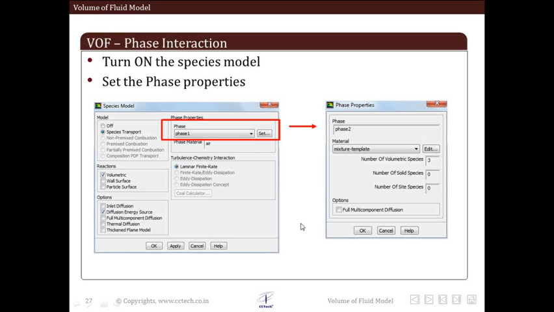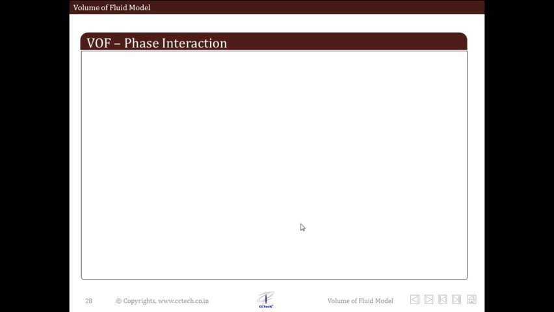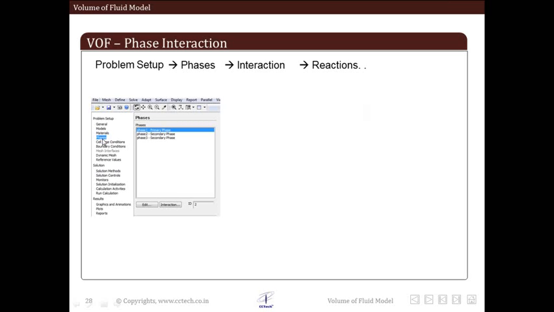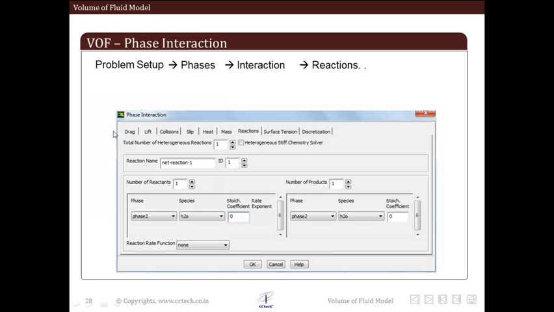So once this is done, our species transport and chemical properties of the phases and the composition of the phases are set. After this, we will see how to turn on the chemical reactions under the phase interaction panel. We go to problem setup, click on phases, then we click on interaction and then the reaction tab within the interaction panel. That is, here under the problem setup we click on phases, a list of phases appears, then we click on interaction. Then the interaction panel will appear and within the interaction panel we click on this reaction tab to set our chemical reactions. All the user inputs that are related to chemical reactions for phase interaction are given in this reaction tab.